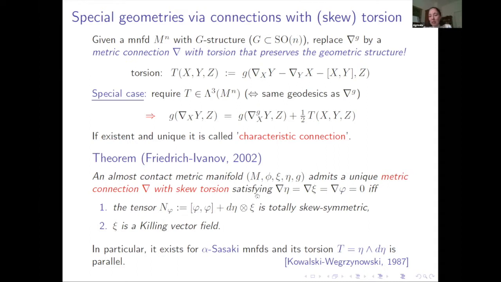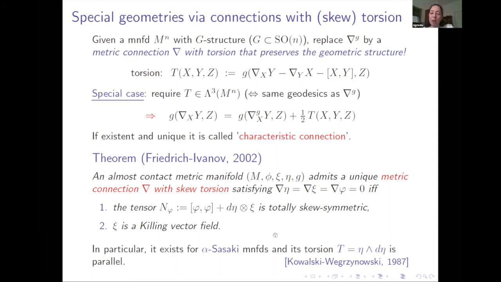So what does it mean to preserve the geometric structure in that situation? Well, I want that the Reeb vector field and one form are parallel, and the fundamental form phi of the almost complex structure are all parallel. When is that the case? Well, it doesn't mean that the Nijenhuis tensor has to vanish, but it has to be at least a totally skew-symmetric tensor. In particular, zero is fine. And the Reeb vector field has to be Killing. In particular, by the definition of alpha-Sasaki, we see that this is the case.